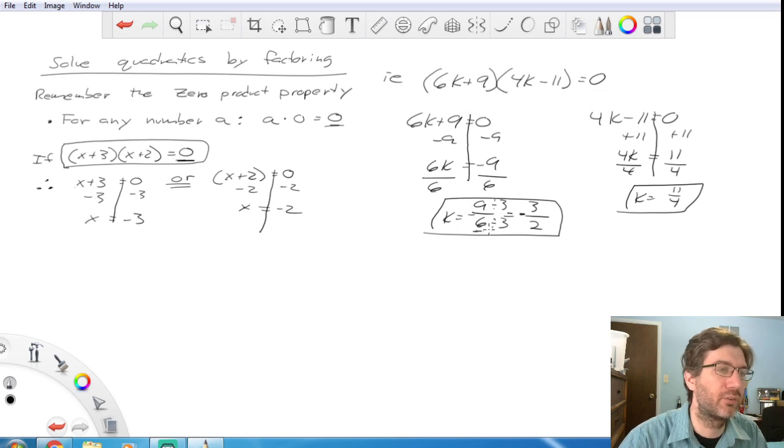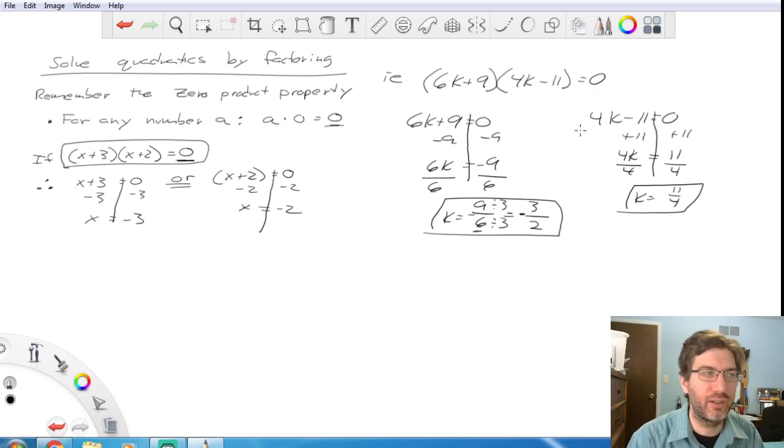And it might actually be easier to plug in the -9/6 to that, because then the 6's will cancel out, and I'll just get -9 plus 9, which equals 0. And then the 11/4, the 4's will cancel out, and you'll get 11 minus 11, which equals 0. So again, that's just your zero product rule in play.